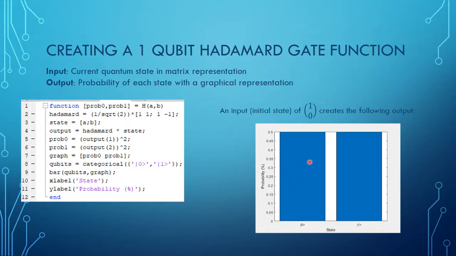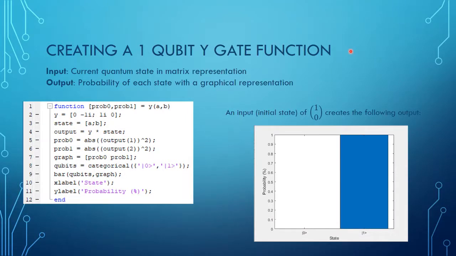So the picture on the right shows the same output as calculated in the previous slide. So on the next slide, I'm going to be showing a 1-qubit y-gate function as well. Now, the y-gate function is nearly identical to the Hadamard gate function, with the exception that a different unitary matrix is being applied to the state.